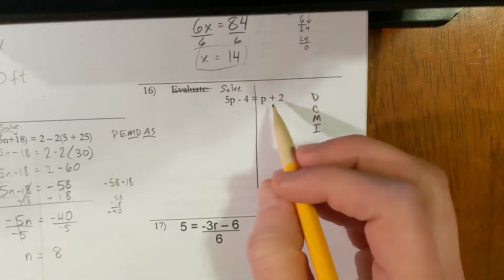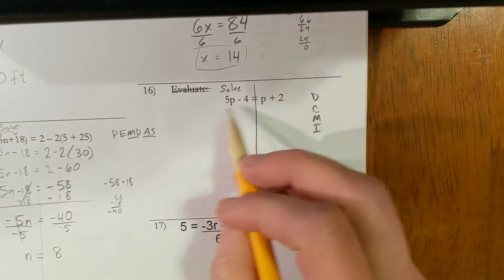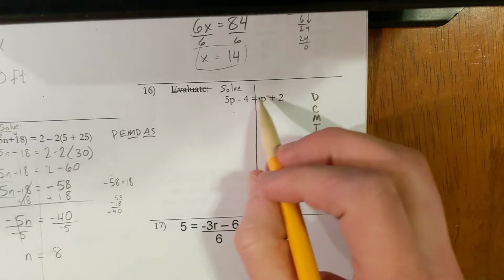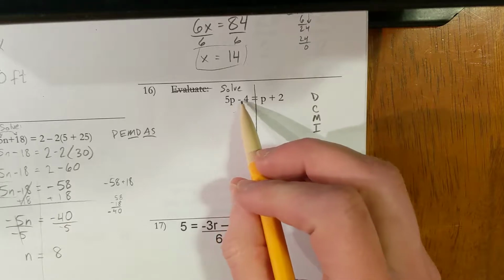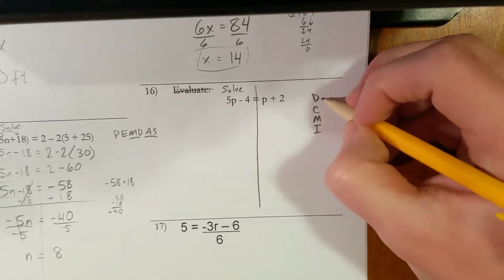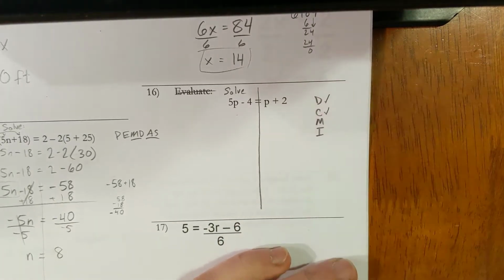So the D stands for distribute on one side of the equation. In this case, we don't have any of that. Combining like terms on one side: p and 2 are not like terms, nor is 5p and -4. Those aren't like terms. So we actually can check both these off. We do not have to do that in this equation.